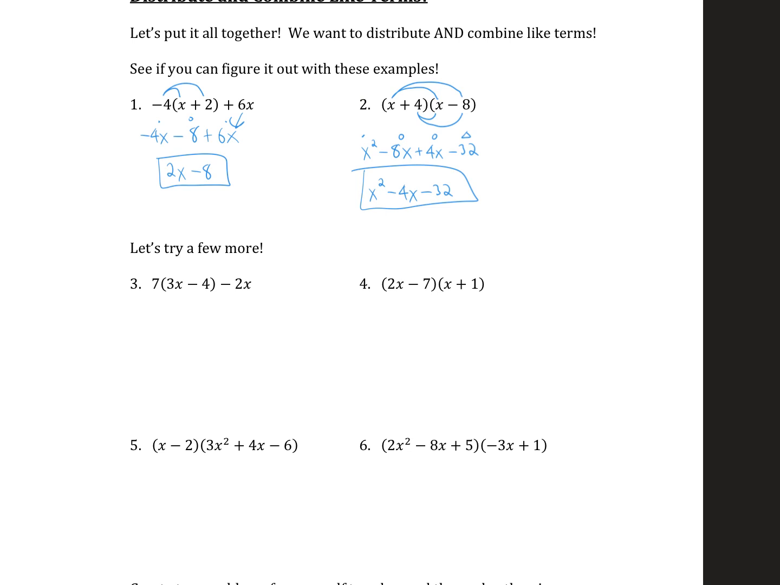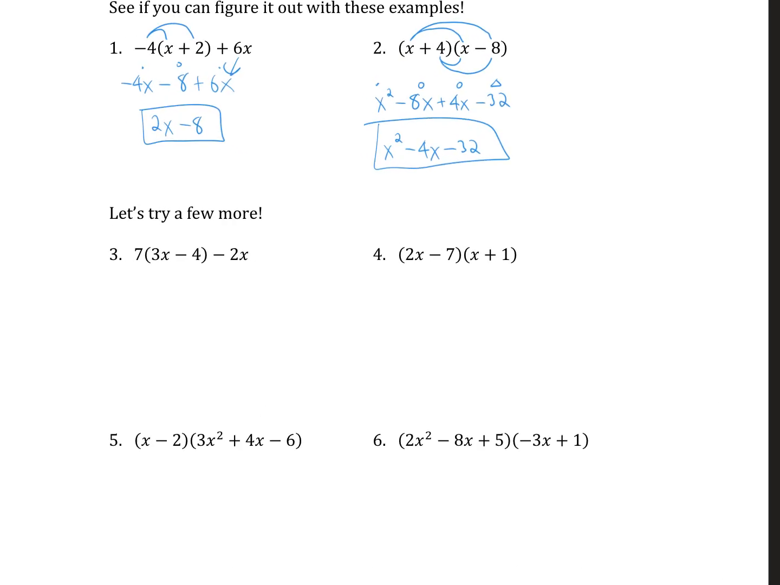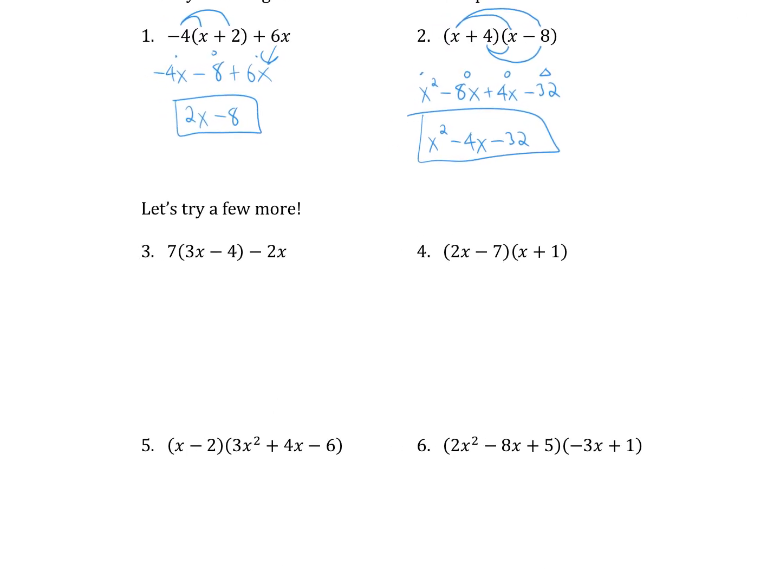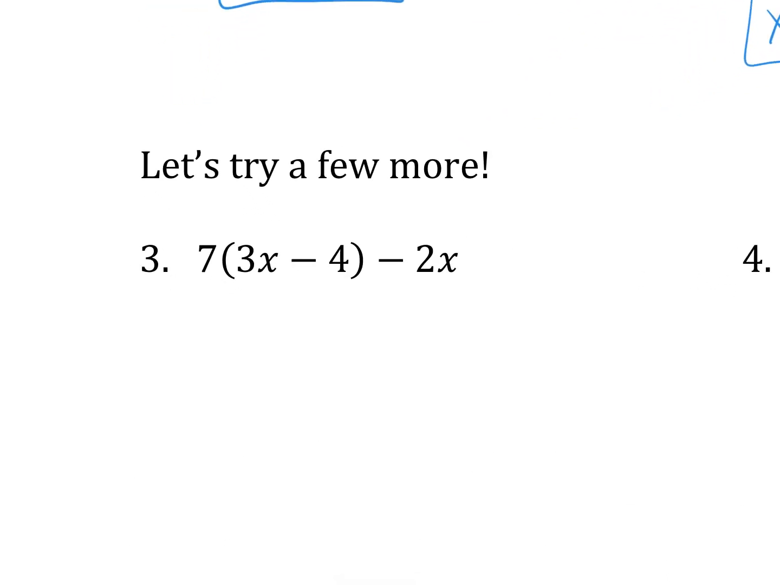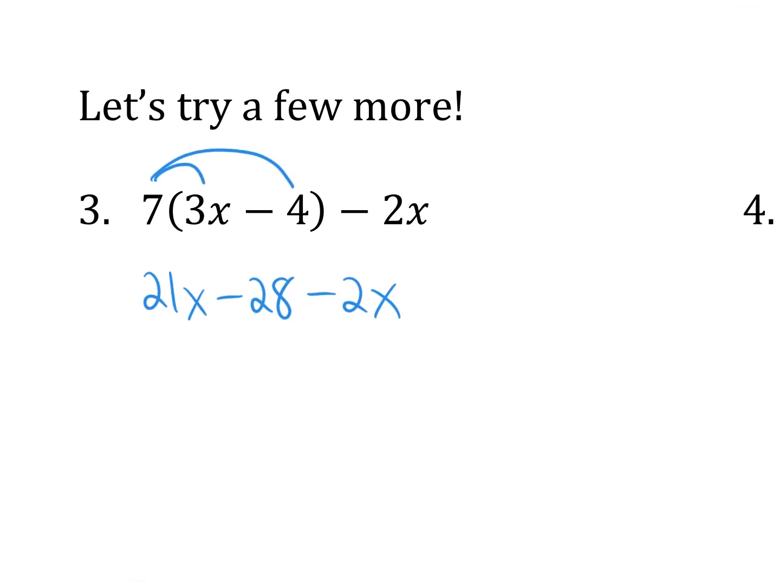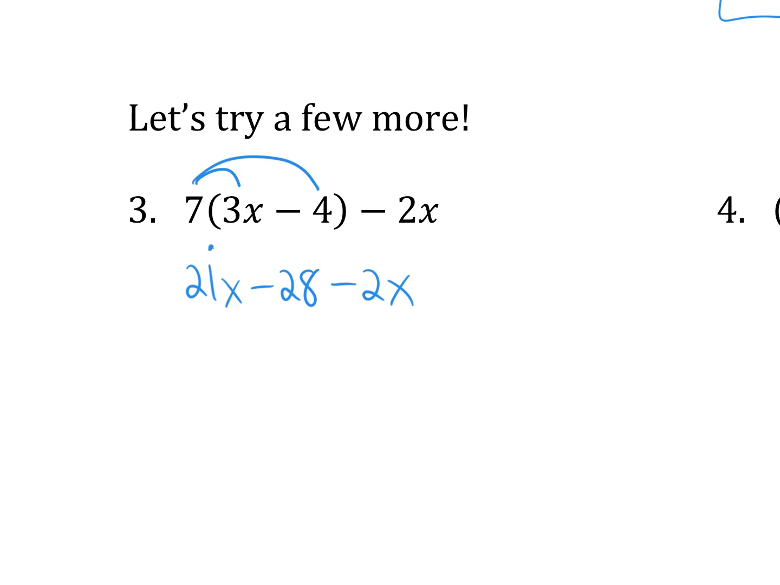Go ahead. All right, number 5 and 6 might be a little tough here if you want to revisit those together, but 3 and 4 should be very similar to what we just did. So let's go through those first here, okay? So we have, for this one, anything to distribute here? Yeah, we got the 7 to the 3x and 7 to the negative 4. What is 7 times 3x? That is 21x. 7 times negative 4 is going to be negative 28. We bring down the negative 2x here. Any like terms here? 21x and negative 2x. 21 minus 2 is going to be 19x minus 28.